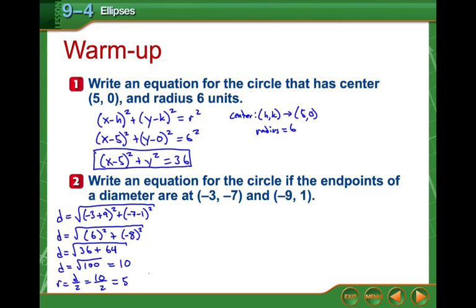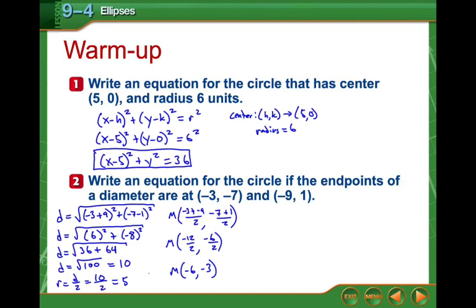So we have a radius, now we need to find our center. That's going to be the midpoint between these 2 points. So -3 plus -9 divided by 2, -7 plus 1 divided by 2. Average of the x's and average of the y's. So -3 plus -9 is -12. -7 plus 1 is -6. So our midpoint, or the center of our circle: -12 divided by 2 is -6, and -6 divided by 2 is -3. So we have our center, we have our radius.